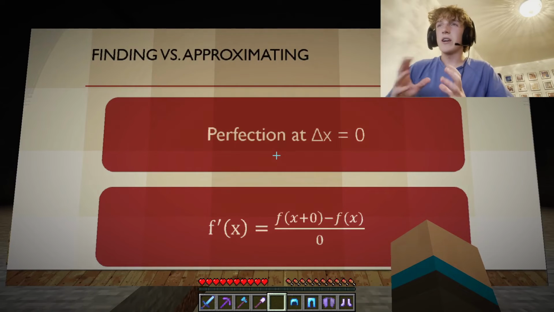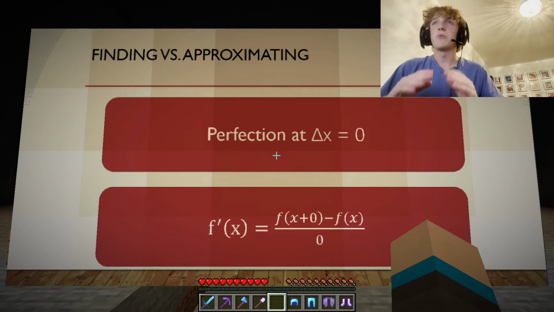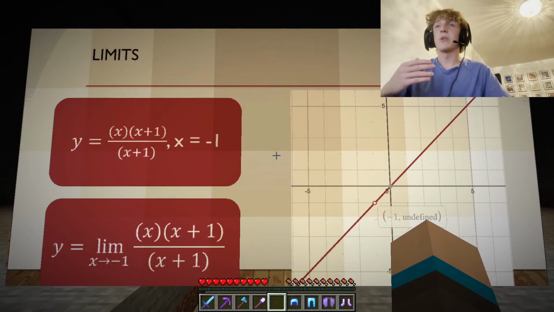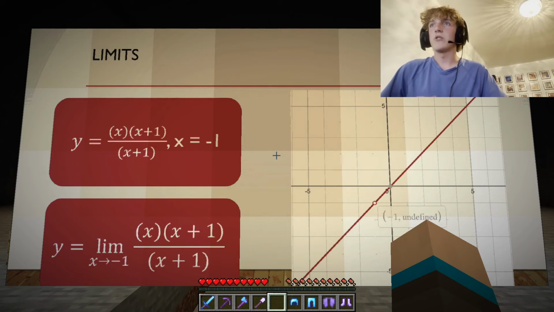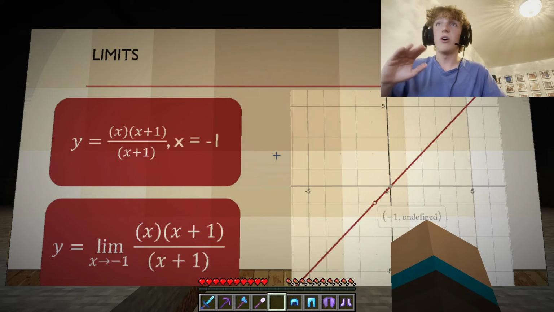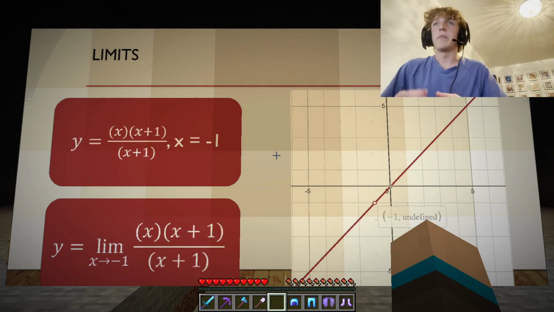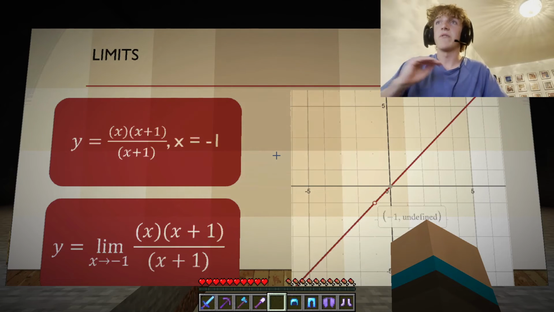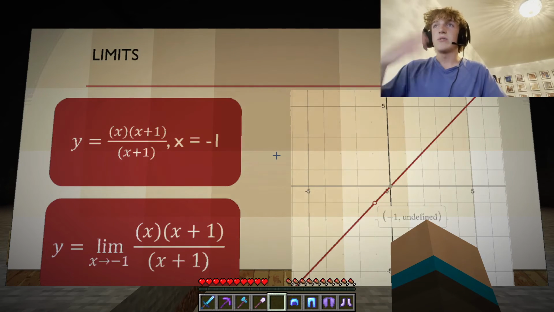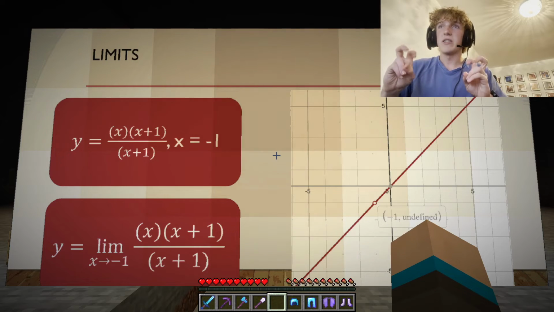Thus far, we have been approximating the derivative, however, we have not yet been able to conclusively prove it. To do this, we would need to set delta x to 0. This, as can be seen, is impossible as we cannot divide by 0. Instead, we use what is called a limit. For example, in the function y equals x times x plus 1 all over x plus 1, we cannot solve for x equals negative 1, because if we did, the denominator would be 0, and as established, we cannot divide by 0. Instead, we ask what the function seems to be infinitely approaching as x approaches negative 1, and this is represented in an equation as the term limit.